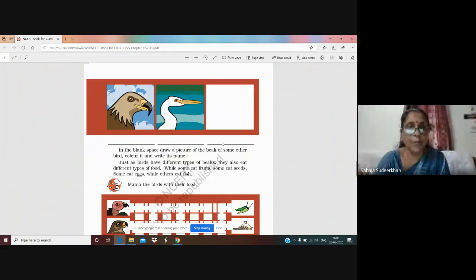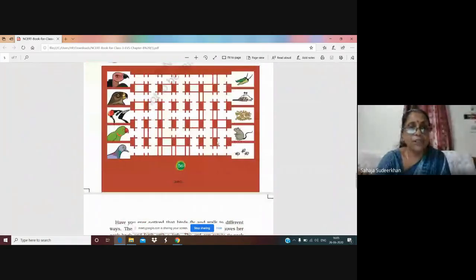Next one is for matching. Which bird is this? Yes, it is a vulture. We learned that the vulture eats dead animals. So here, which animal is dead? Can you say this one? This one? Yes. How can you know? It is upside down, isn't it? So it is dead. So it eats the dead bird.